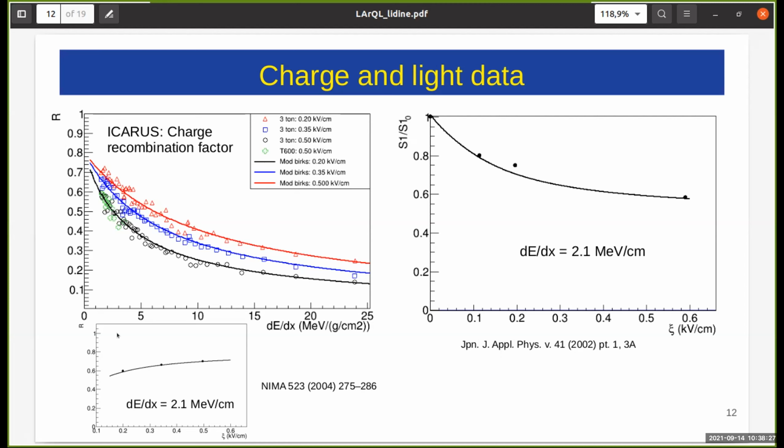formula itself. So what you see here is just a slice at the MIP range, and as you can see, the transition from one model to the other, from one line to the other, goes very smoothly. To the right, what you see is the scintillation information that comes from those articles that we mentioned at the beginning, and for MIP, this is the description that we get. So this is pretty interesting to see.